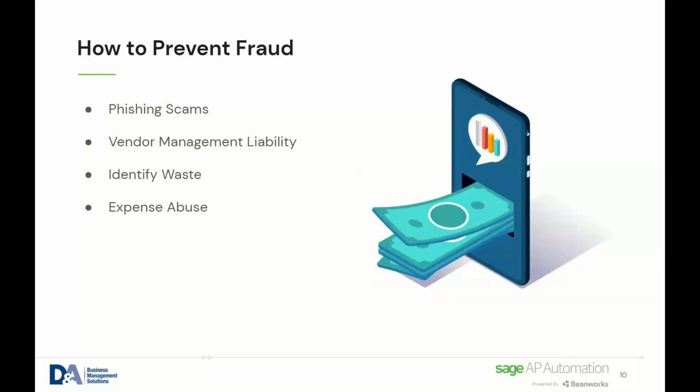So, with all these fresh in our mind, we're going to look into how we can prevent these cases of fraud. So again, we're going to cover phishing scams, vendor management liability, we're going to identify waste, and expense abuse. For each of these points, we're going to share advice on the steps you can adopt to prevent these without automation. And then we're going to follow up with how automation prevents these issues. So let's start with phishing scams.